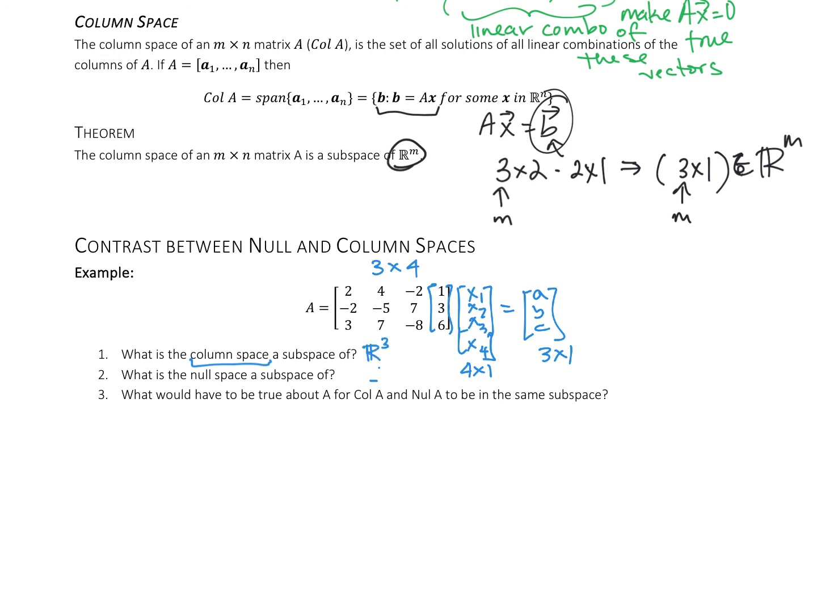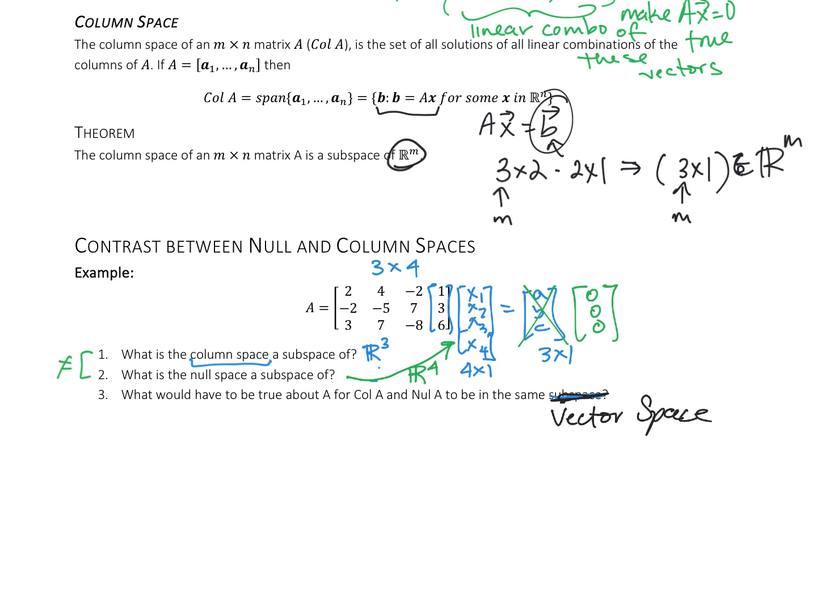The null space, however, is talking about what happens when this thing is equal to 0, 0, 0, and what we're talking about in this case is our x vector. So the null space here is a subspace of R4. They're not the same. They're not equal, so they are not the same subspace. They're not even within the same vector space. This shouldn't say subspace, it should say vector space.